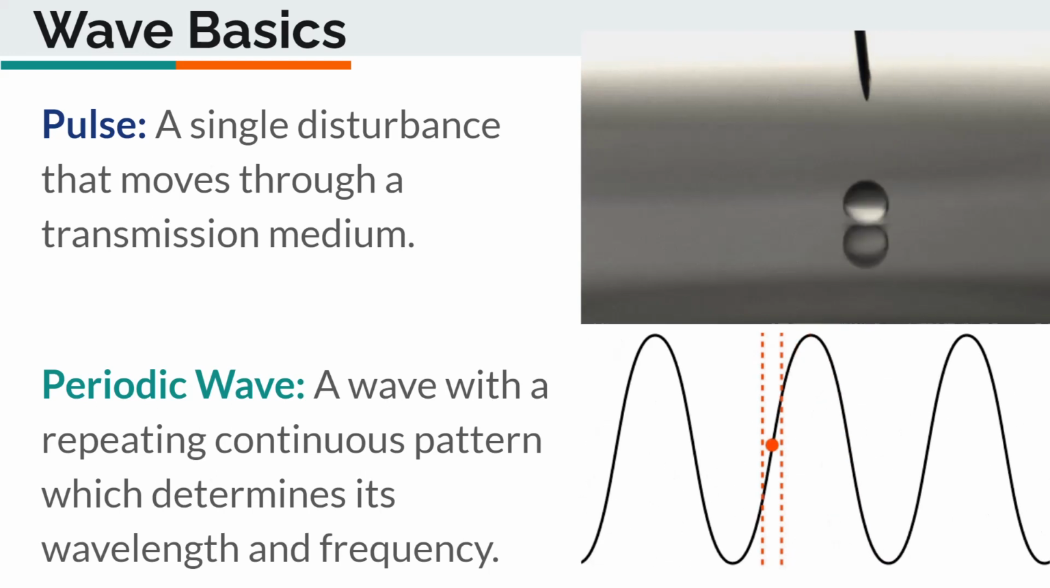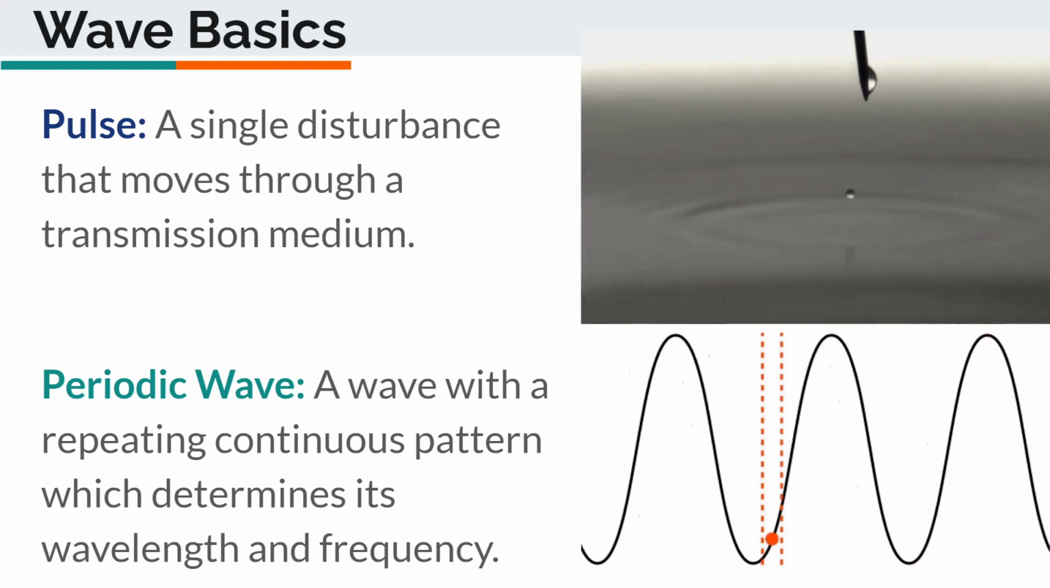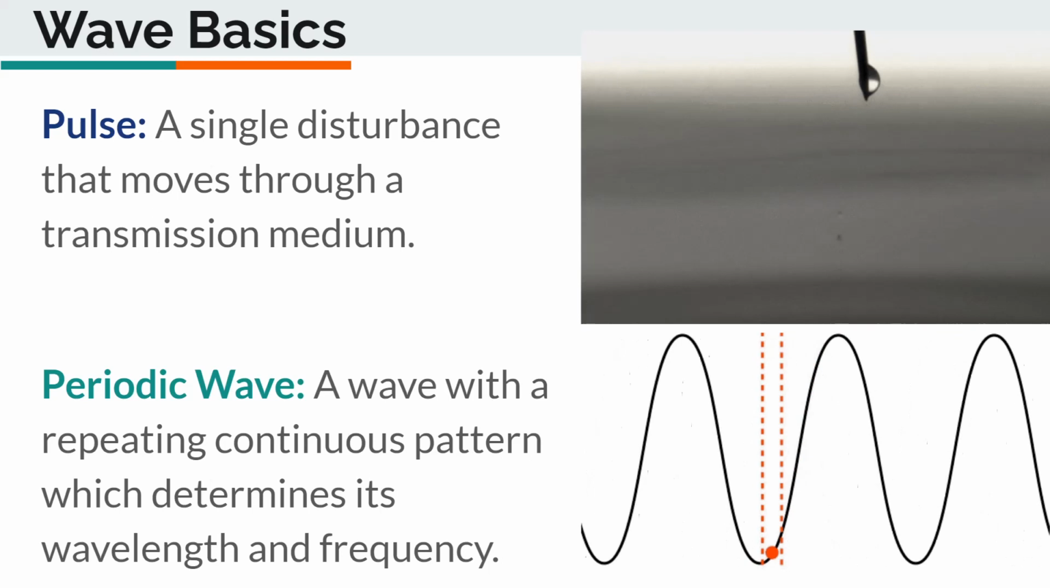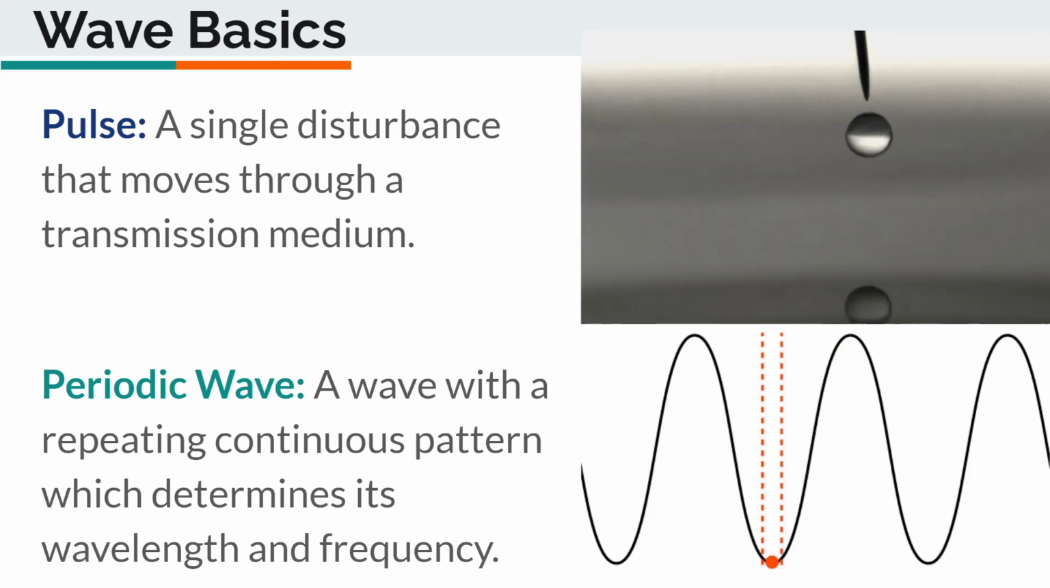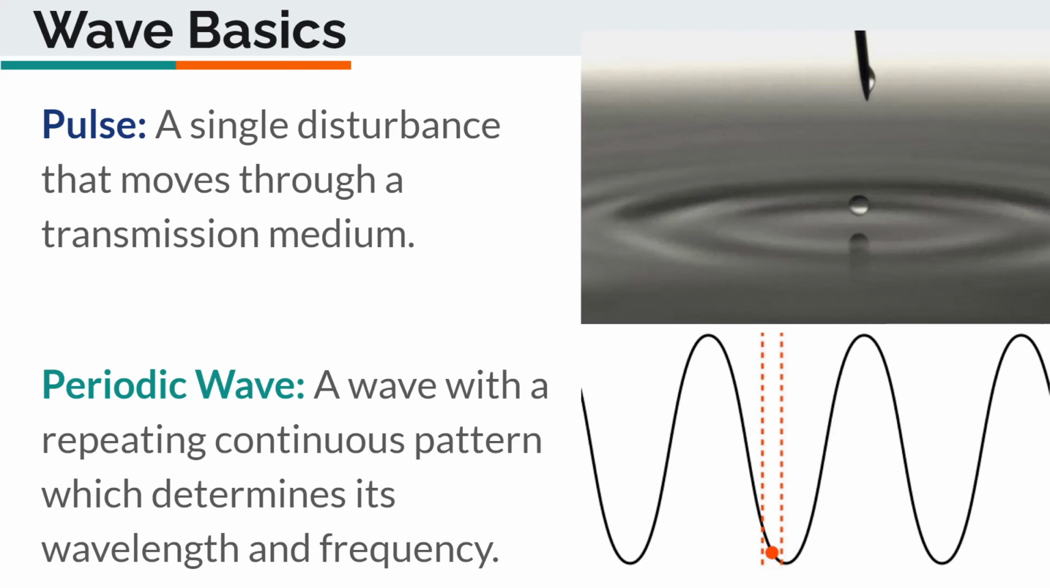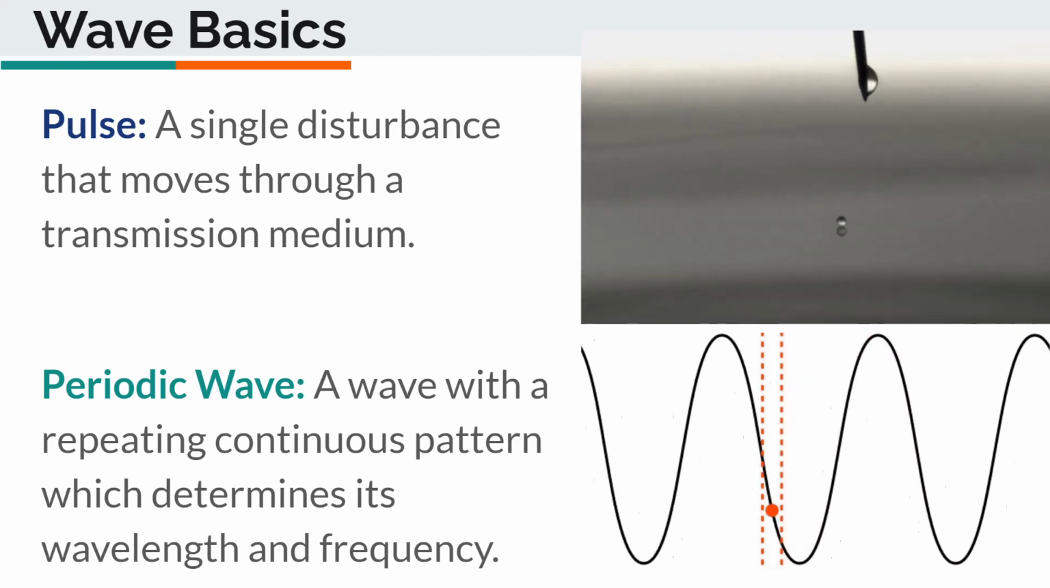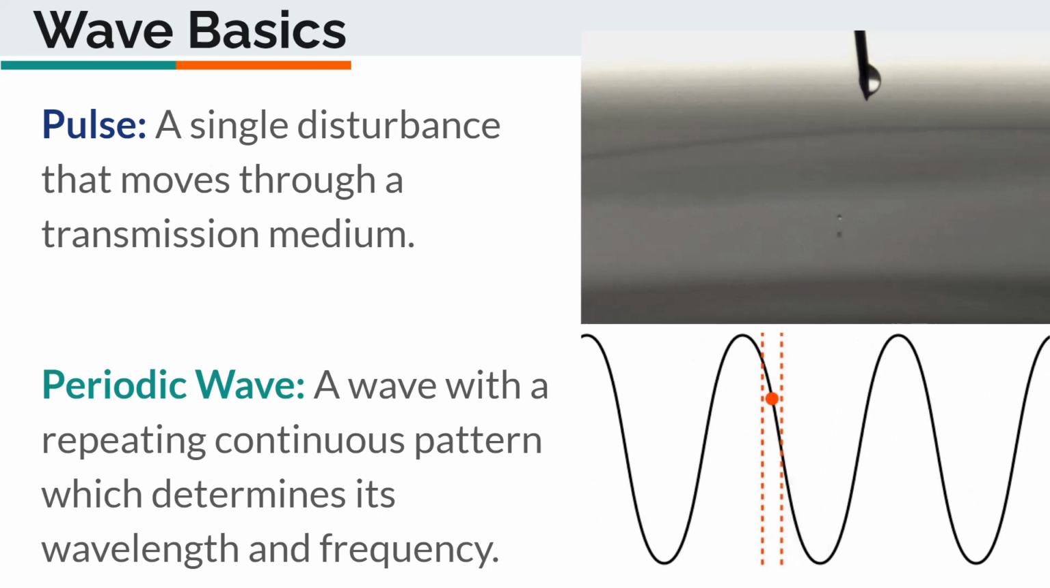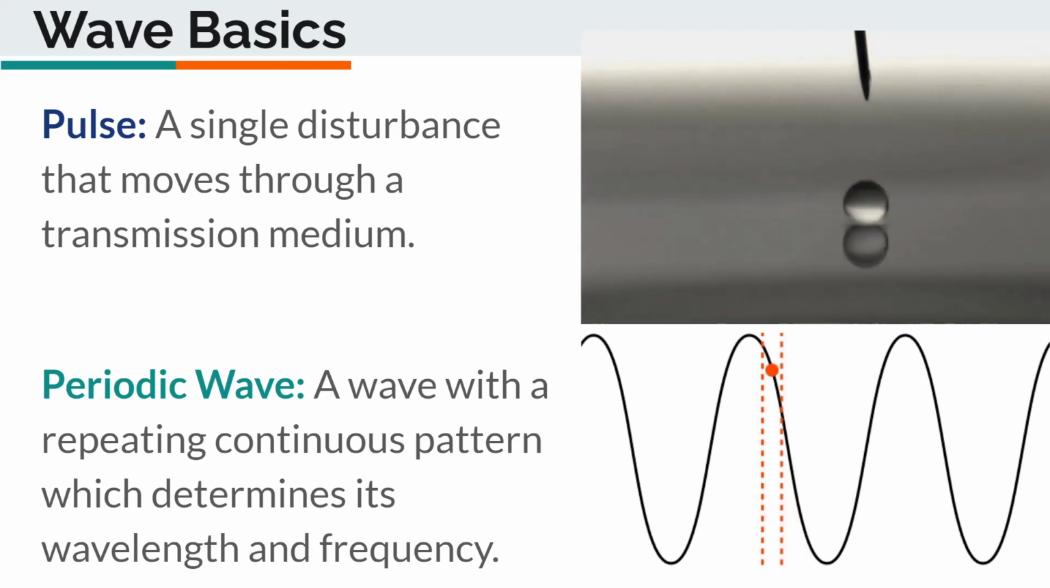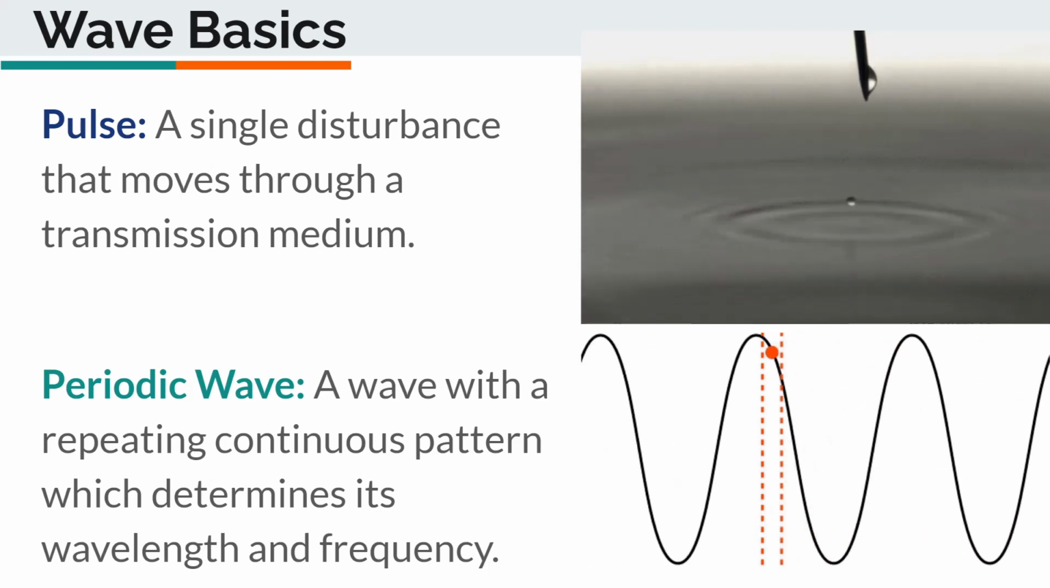A pulse is a single disturbance that moves through a transmission medium, and I have an image up here of a water droplet hitting the surface of the water. And you can see these wave pulses that propagate outward from that initial water droplet. So you have these ripples through the water, but they're not a regular repeating pattern. It's just kind of random. Whenever the water droplet falls, it sends out a couple of wave pulses.